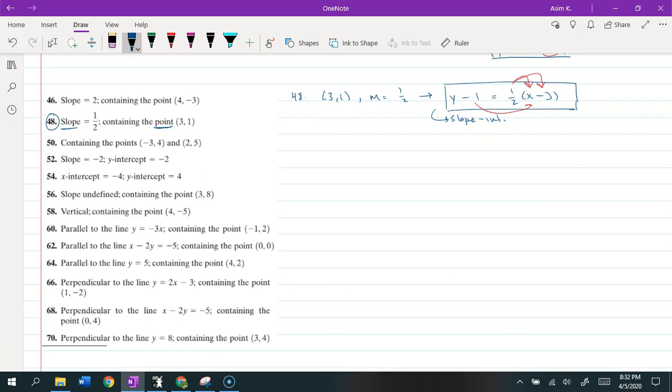Now let's take a look at number 50. Number 50, what's missing there?